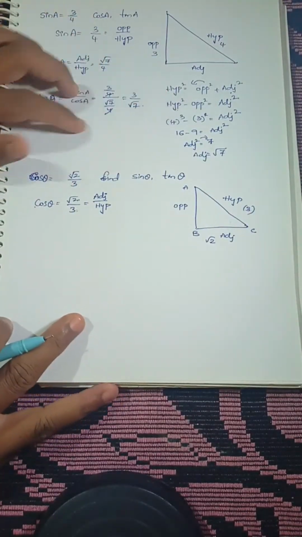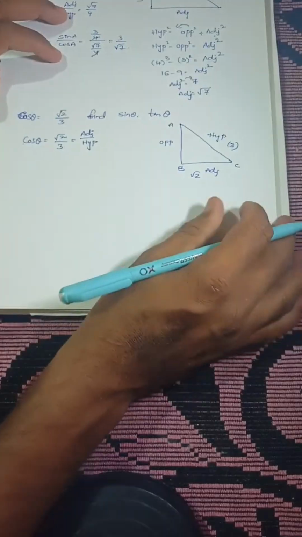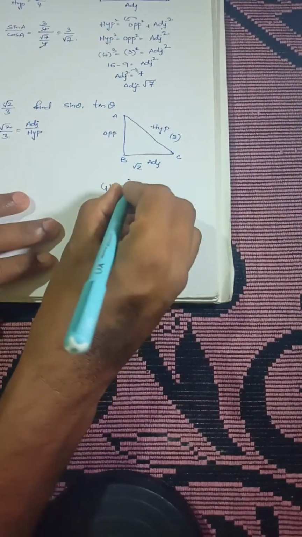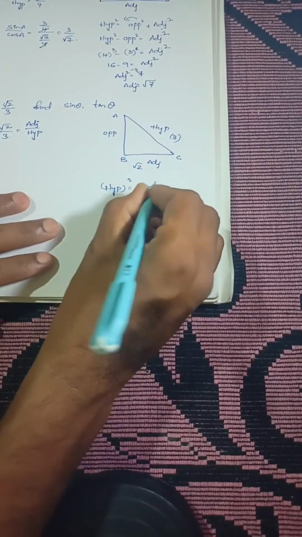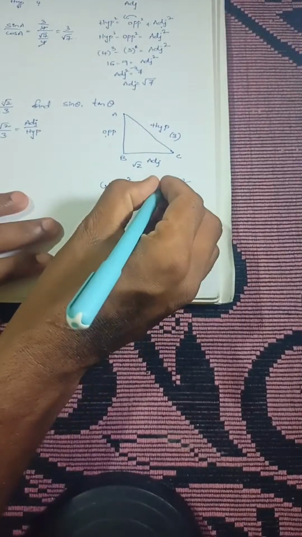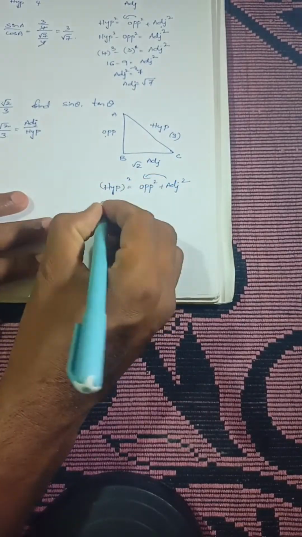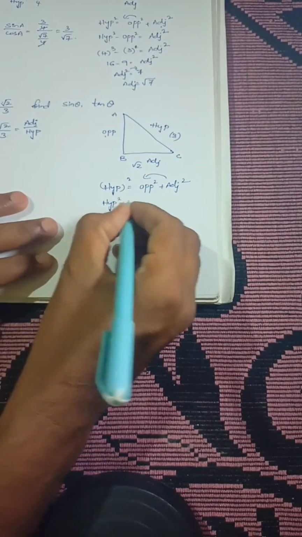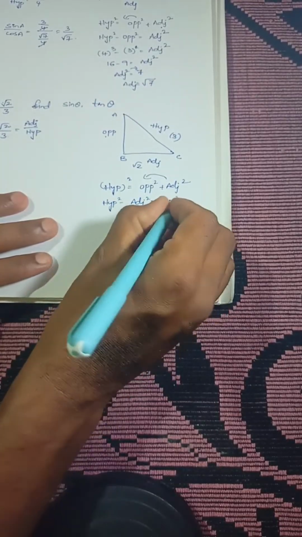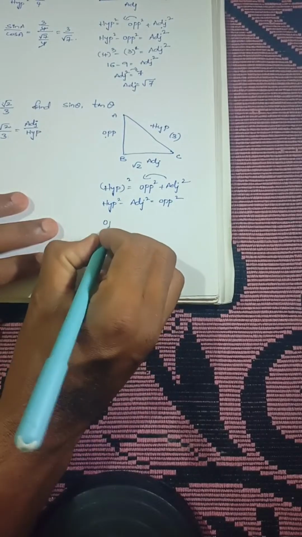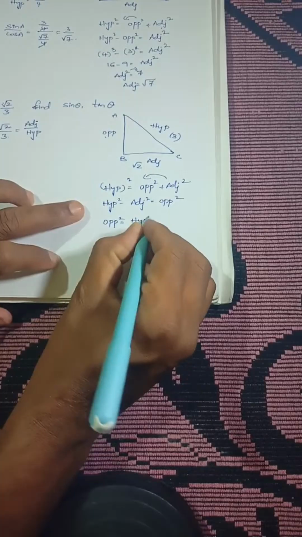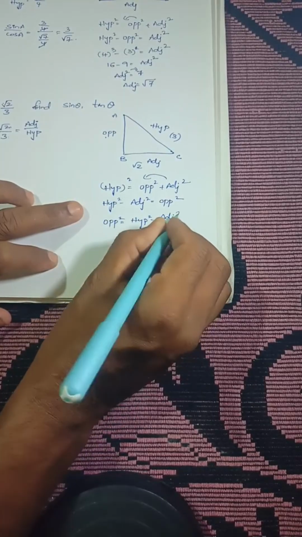Again use the same formula, hypotenuse square equals opposite square plus adjacent square. We have to find out the value of opposite. Bring this to the left hand side. Hypotenuse square minus adjacent square equals opposite square. Now opposite square equals, what is the hypotenuse square? Writing in the order, minus adjacent square.